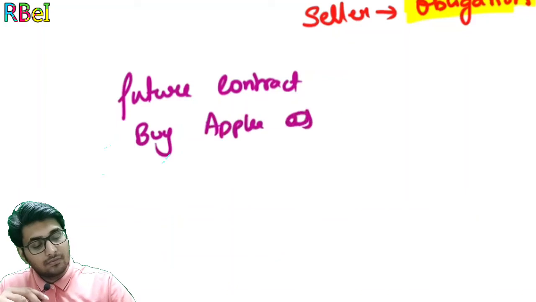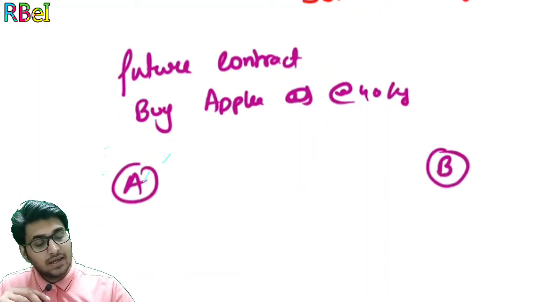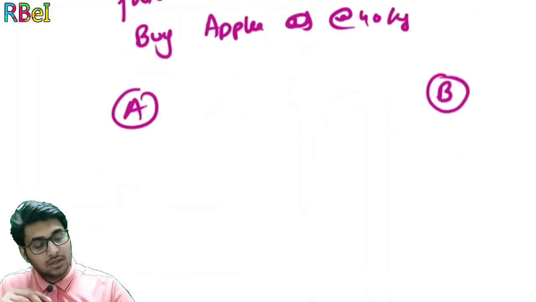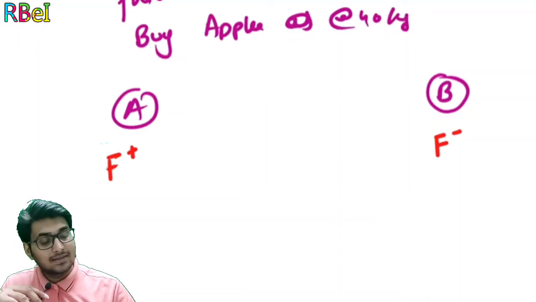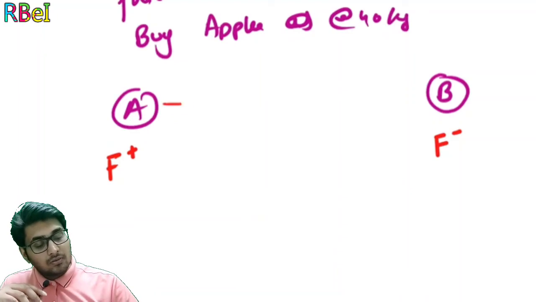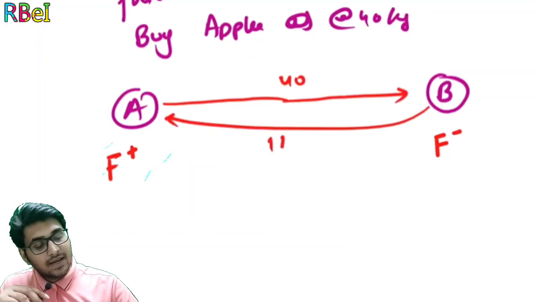At the rate of 40 per kg. So over here, Mr. A, Mr. B. Mr. A is the buyer of the future. I denote it by F plus, and he is the seller of the future. I denote it by F minus. Clear? So I said that after 1 month I will pay you 40 and you will give me 1 kg apple. 1 kg apple. Clear?